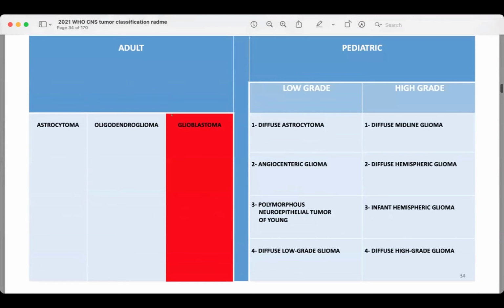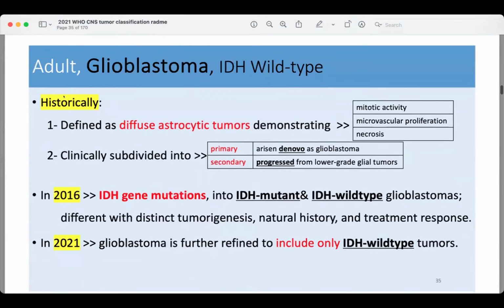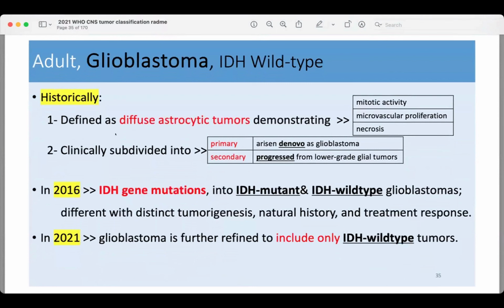And the last adult type of glioma is the famous glioblastoma. Historically, this glioblastoma was divided according to whether it is de novo, as a primary, or it is secondary, progressed from other lower grade glial tumors. And these glioblastomas have features of mitotic activity, microvascular proliferation, and necrosis.